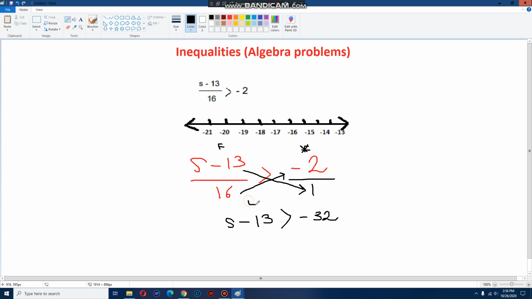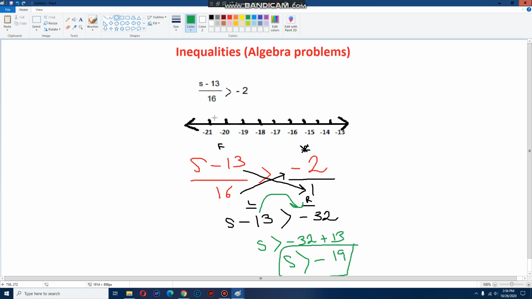And now, same thing, left and right side. Solve for s. So let me take my green color. s stays on the left side. Everything else goes on the right side: -32 and plus 13, because 13 jumps over. And s is greater than -32 plus 13, which is -19. Is that correct? Yeah, -19. So there we go. That's our answer. s is greater than -19.